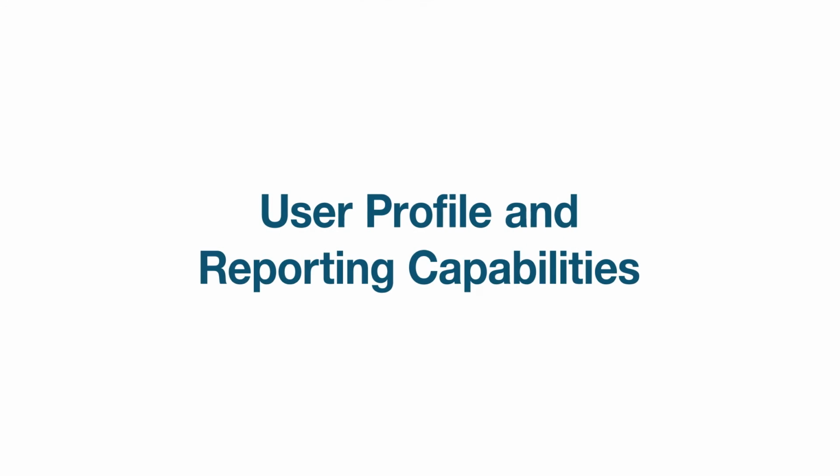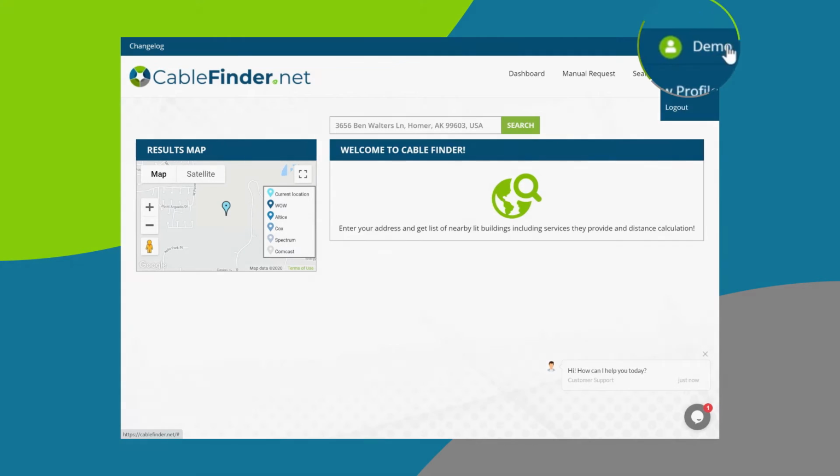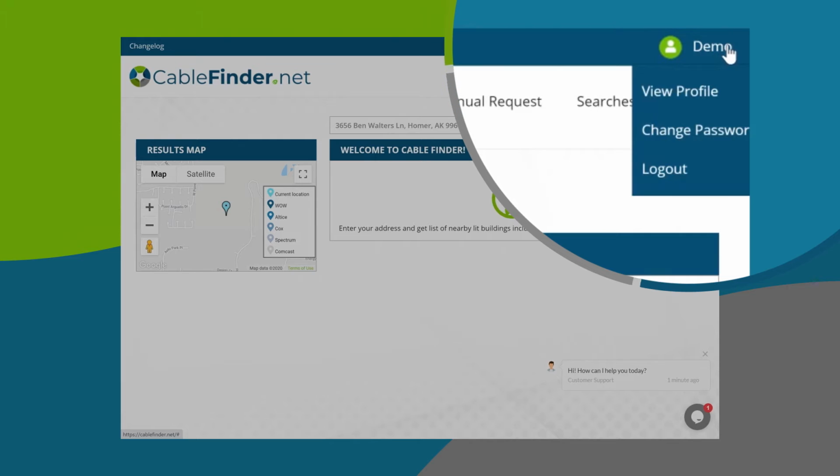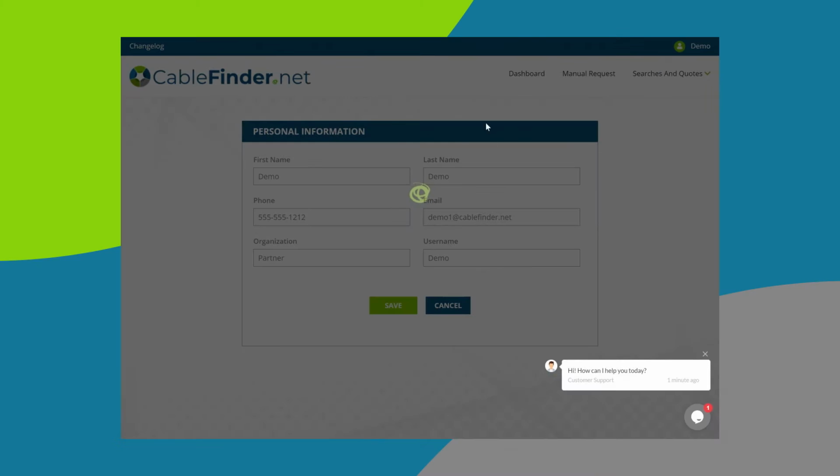In today's lesson, we're going to learn a little bit more about the nuts and bolts of CableFinder, specifically your user profile and some of the reporting capabilities. If we scroll over to the right and hover over your username, you will see three different choices. View Profile. Click on the View Profile.